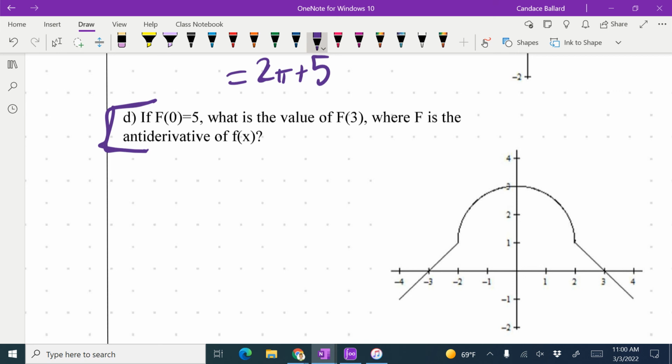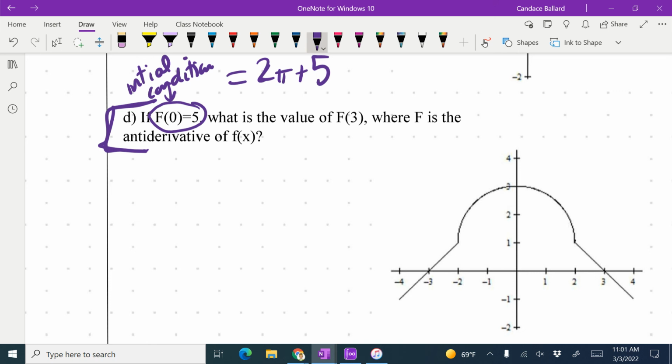Okay, I think we did start talking about this when we did some of our rate problems, our position, velocity, acceleration. I think we talked about an initial condition, right? Whenever you see f of 0 equals something, that's what we call an initial condition. That means that's where this y value is starting. So they want me to find f of 3, where f is the antiderivative of f of x. So basically I have to integrate, okay?